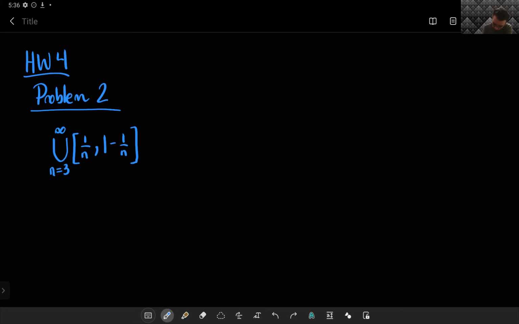Okay, so the first thing we're going to want to do here is assign names to these things, just so I don't have to keep writing these big intervals down over and over. So we're going to call the interval from 1 over n to 1 minus 1 over n just a sub n. And then this whole thing we're just going to call A. So A is the union of all the a sub n's. Note, n is going from 3 to infinity. I just chose 3 arbitrarily. We should get the same answer no matter what starting index we pick, unless it's some absurd starting index that doesn't make sense.